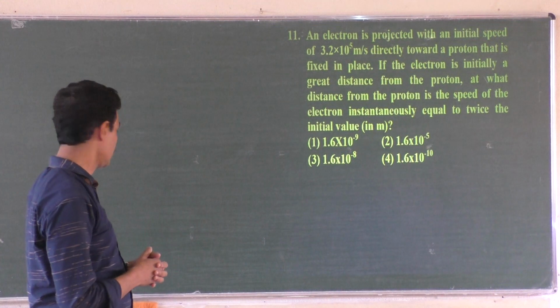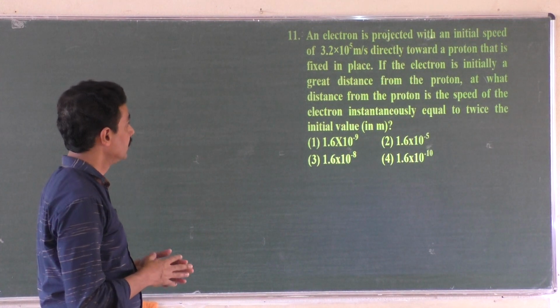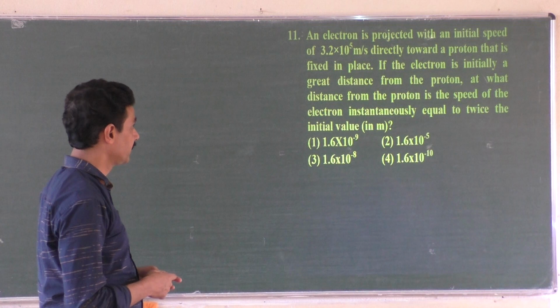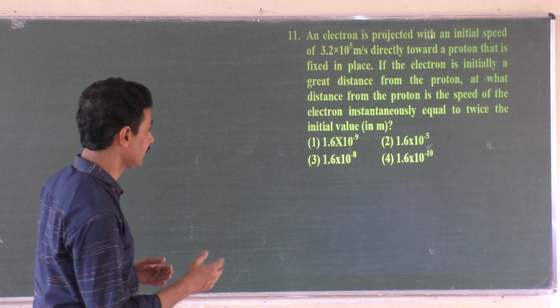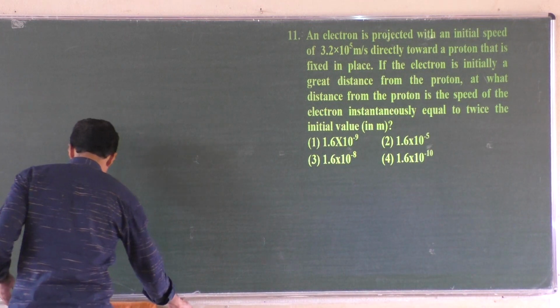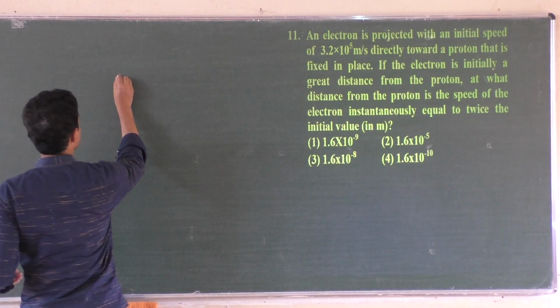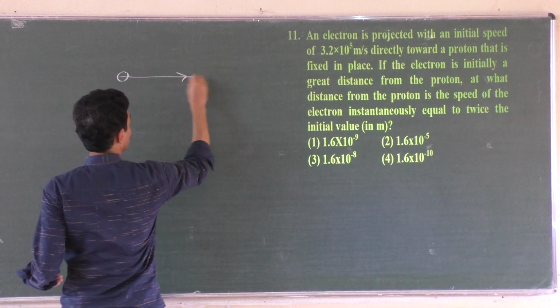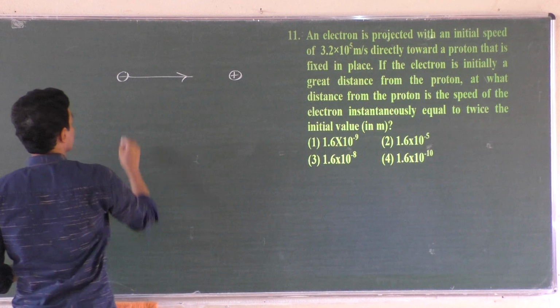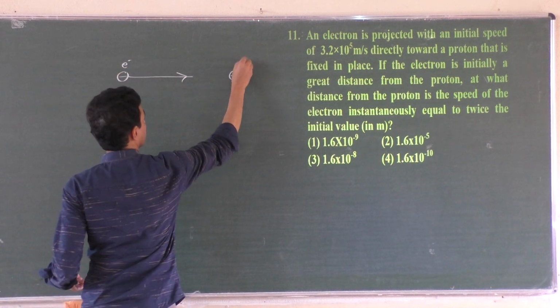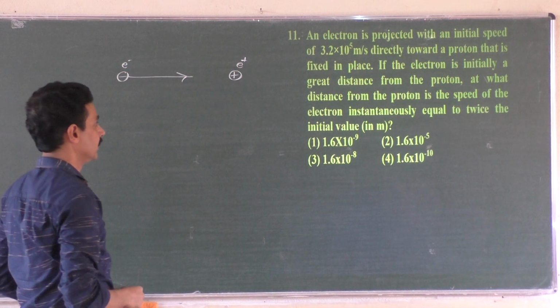An electron is projected with an initial speed of 3.2 into 10 to the power 5 meters per second directly towards a proton. So the proton will attract it, right? So an electron is projected towards a proton, okay? So this is the electron, this is the proton, that is fixed in a place.